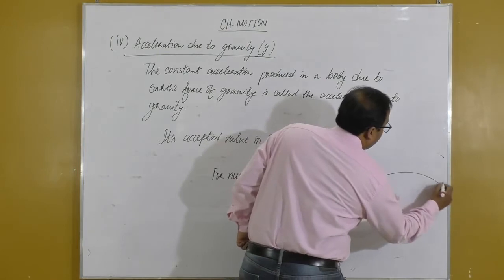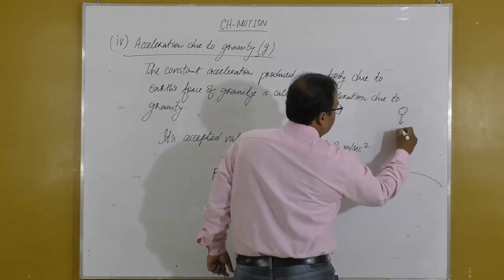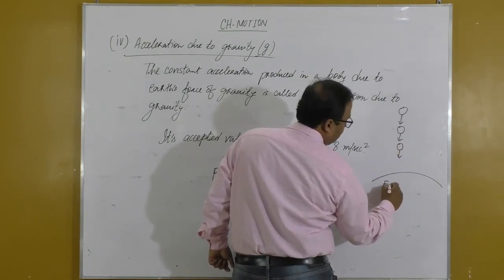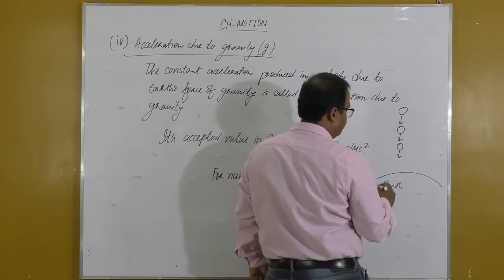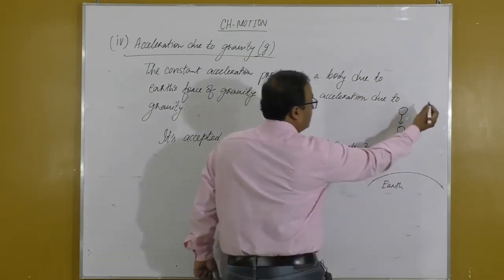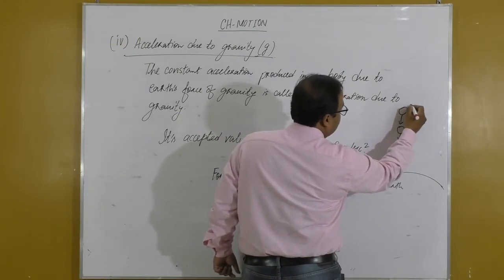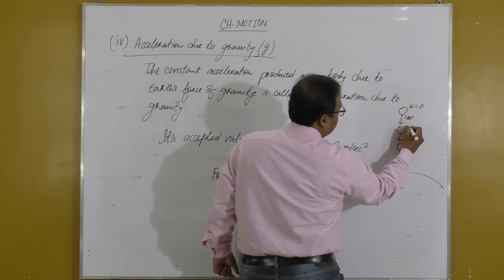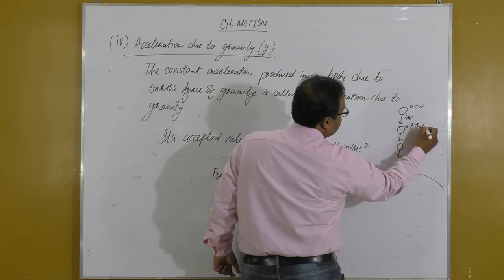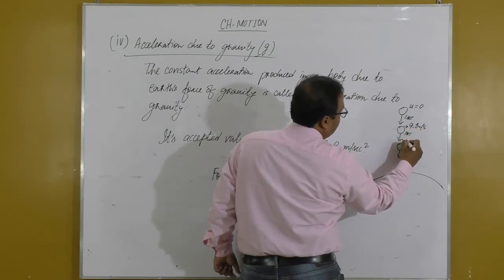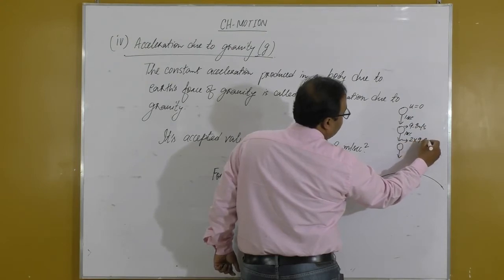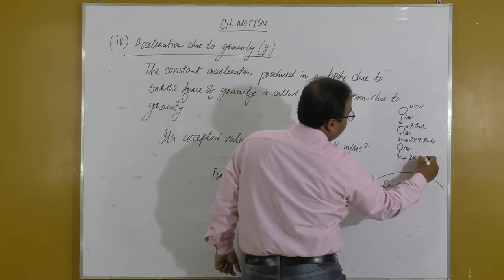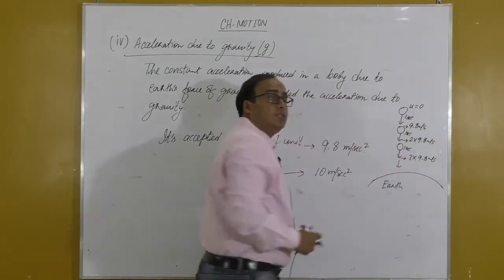So when a body falls freely, when the body falls under the influence of earth's gravitational force, or earth's force of gravity, when it falls like this, its initial velocity is 0. After 1 second it becomes 9.8 meter per second. After one more second it becomes 2 into 9.8 meter per second. After one more second it becomes 3 into 9.8 meter per second. It falls like this. It falls with increasing velocity.